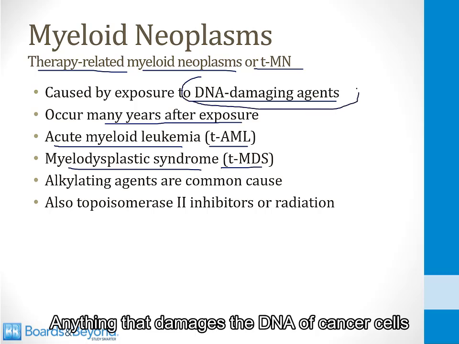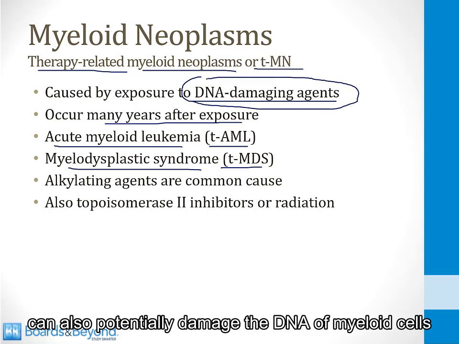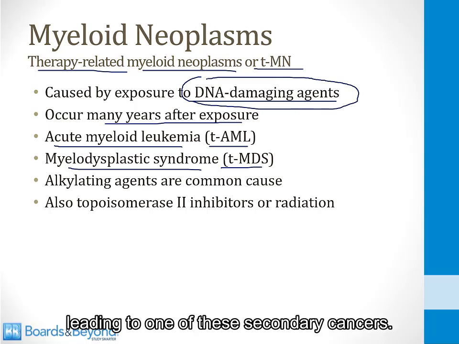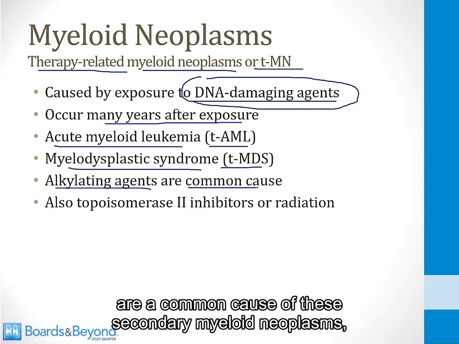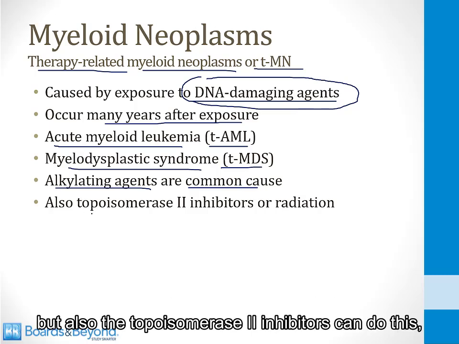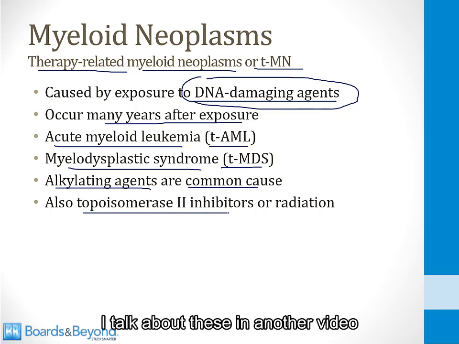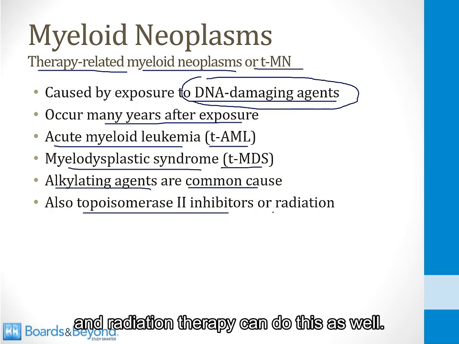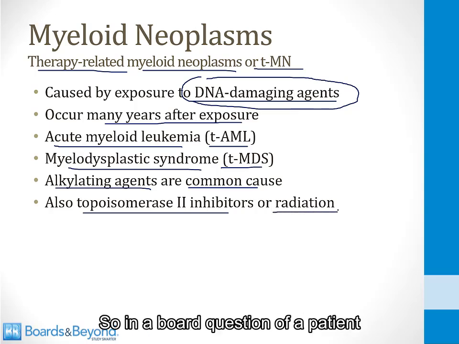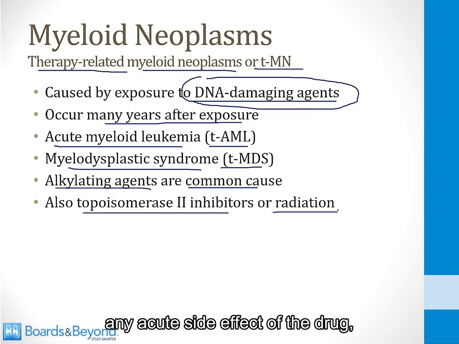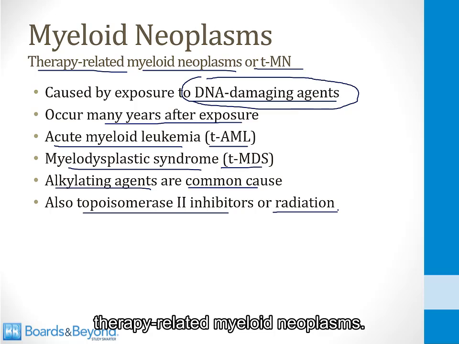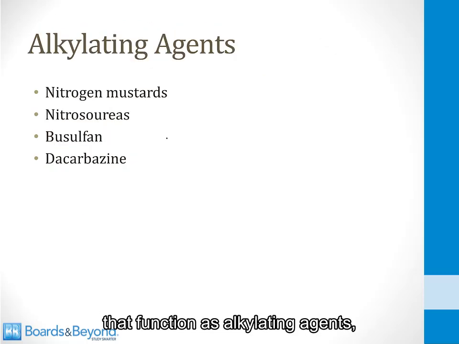Anything that damages the DNA of cancer cells can also potentially damage the DNA of myeloid cells, leading to one of these secondary cancers. Alkylating agents that we'll talk about in this video are a common cause of these secondary myeloid neoplasms, but also the topoisomerase II inhibitors can do this. I talk about these in another video. And radiation therapy can do this as well. So in a board question of a patient who is exposed to an alkylating agent who presents for follow-up years later, you should be aware they're at risk for one of these cancers. At that point, they're unlikely to develop any acute side effect of the drug, but they're at risk for these therapy-related myeloid neoplasms. There are a number of different drugs that function as alkylating agents.